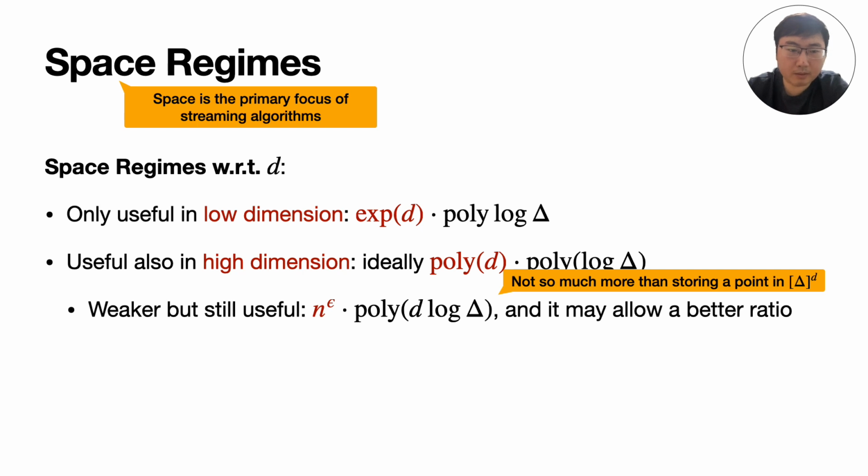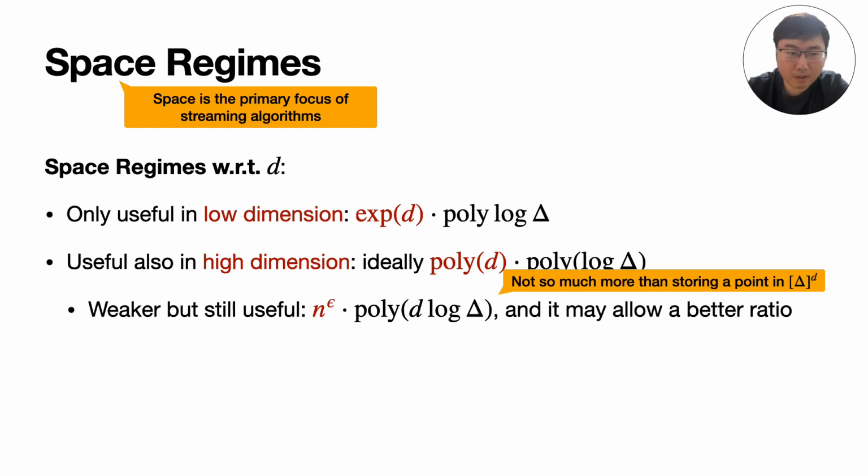Based on the current study, it turns out that the dimension D is a key parameter, and there are space regimes with respect to D. The first one is the low-dimensional regime, where an algorithm could use exponential in D space, and these algorithms are only useful for low dimensions. Because if D is a super constant, let's say log n, then exponential in D is already poly n.